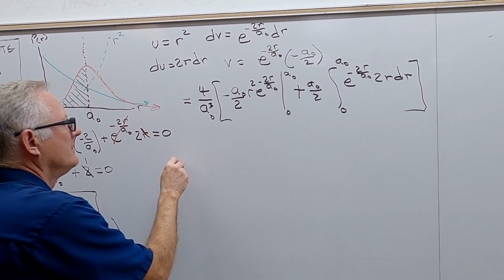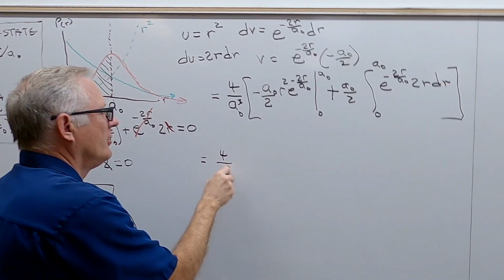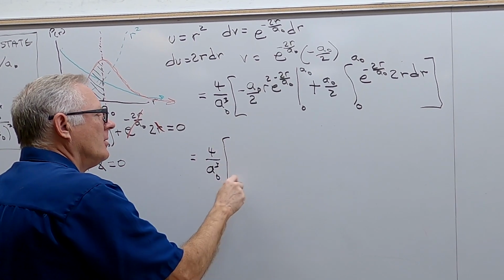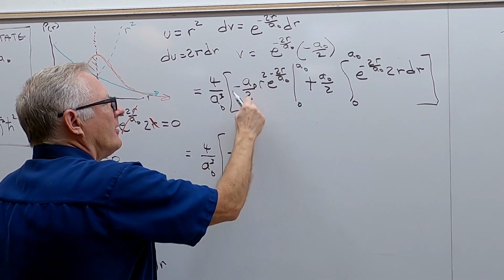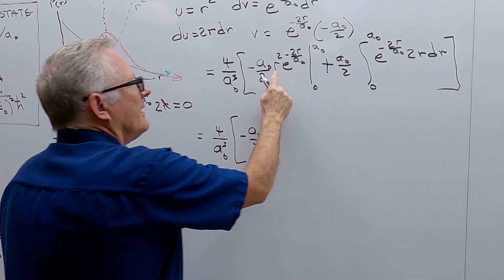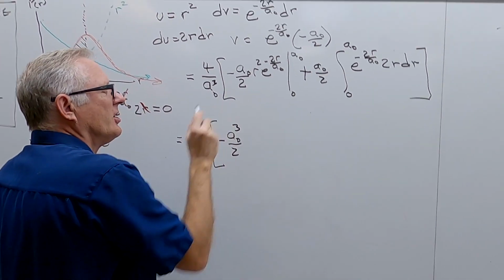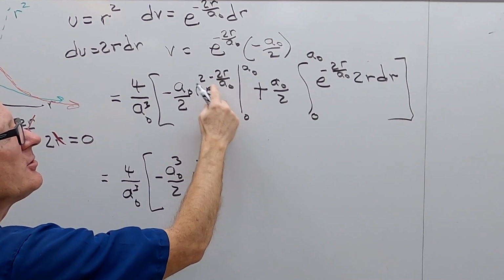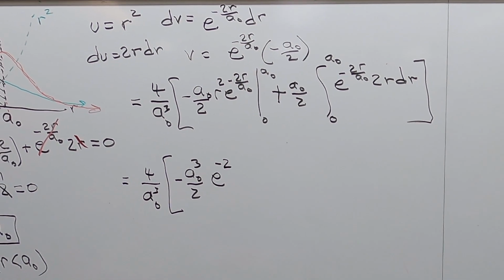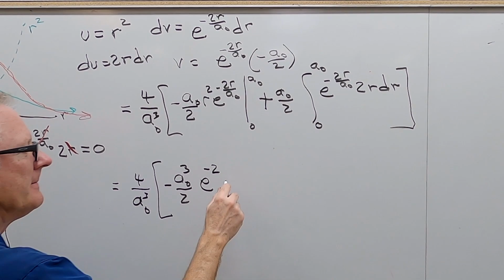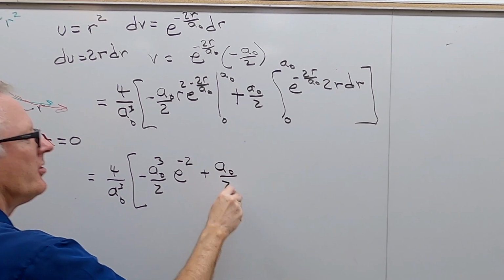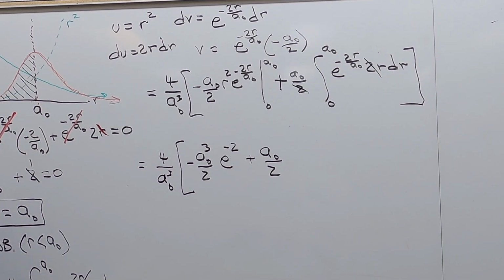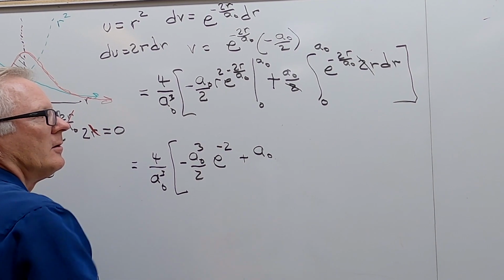So, what does that give me? That gives me 4 over a naught cubed. Now, when we plug in 0, it gives me 0. So all I have to do is plug in the a naught up here. So we're left with minus a naught over 2, and then that gives me an a naught squared, so it's just going to make this cubed. And then we have e to the minus, a naught and a naughts cancel, it's e to the minus 2. So that's this term when I plug in both, plus a naught over 2. Now the 2's drop out, so we'll cancel those two 2's. So we got plus a naught.